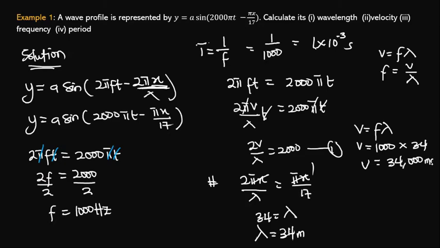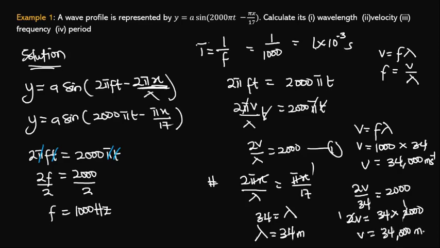34,000 meters per second. Or from equation 1 that we have over here, 2v over lambda, which is 34, is equal to what? 2000. Okay, so if we cross multiply, we have 2v is equal to 34 multiplied by 2000. If we divide both sides by 2, the 2 goes here 1, it will go here 1000. If we use the 1000 to multiply the 34, we get our velocity to be what? 34,000 meters per second.